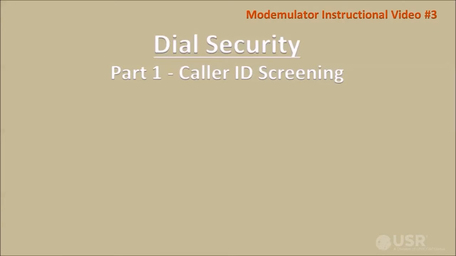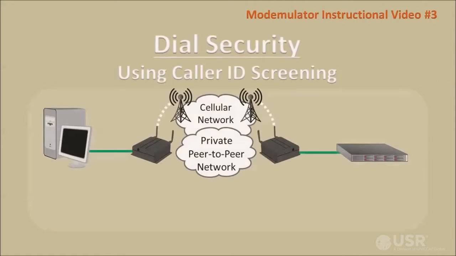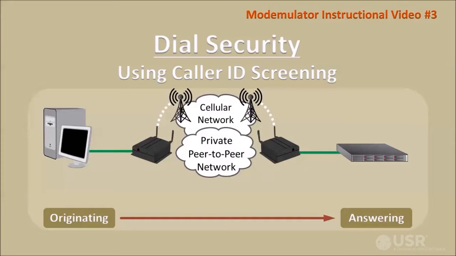Part 1 of this video will explain how caller ID screening works and how to enable it. The user or application at the originating end wants to use a modemulator to originate a connection to the answering end. The user or application starts by sending a dial command to the originating modemulator.